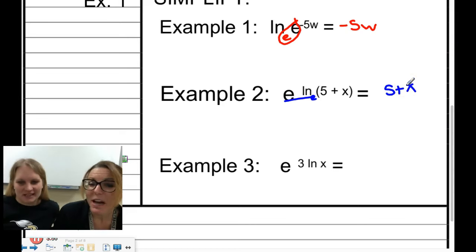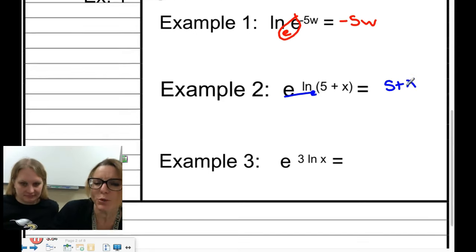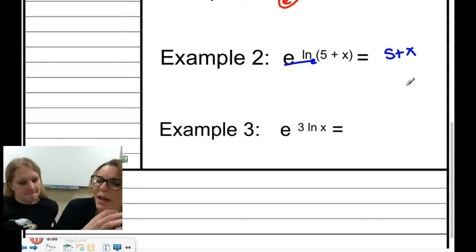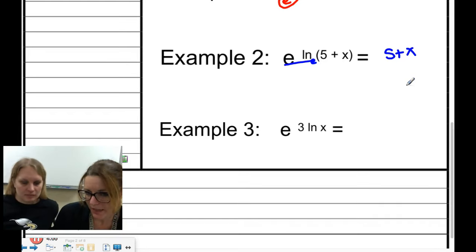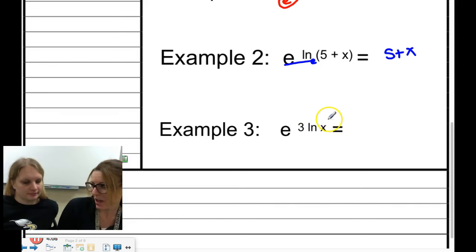All right, so now on the next ones, it's a little more tricky. Whenever you have an exponential equation like this, where you have an e raised to a number and then the natural log of x, you're going to do the backwards softball.